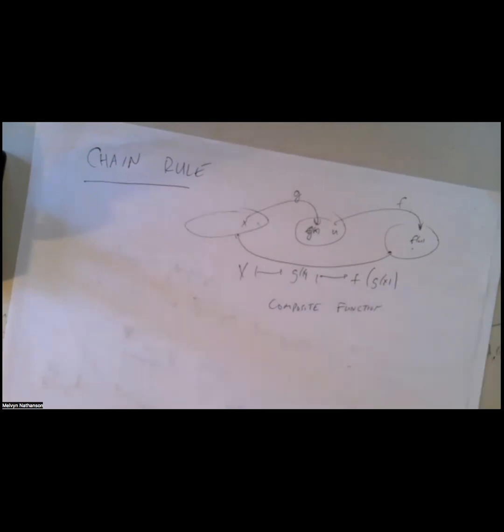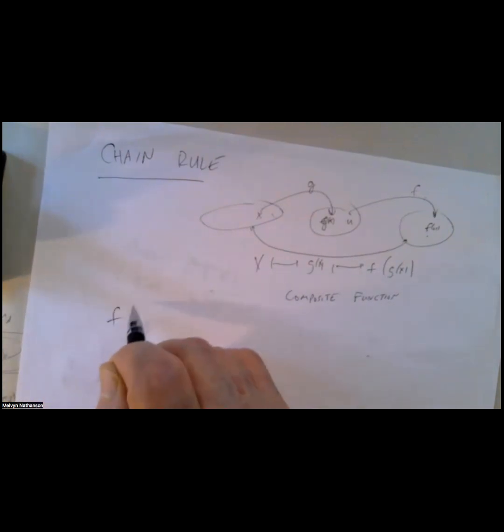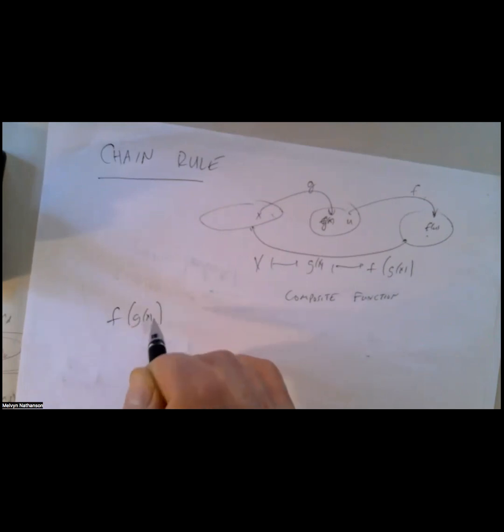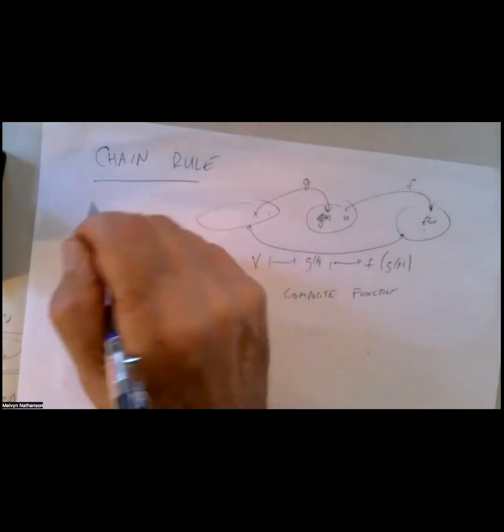You're putting these two functions together, and that's the chain rule. If you have this composite function, f of g of x, we want to know what is the derivative of this. Just to indicate that this can be a little more complicated than you think.